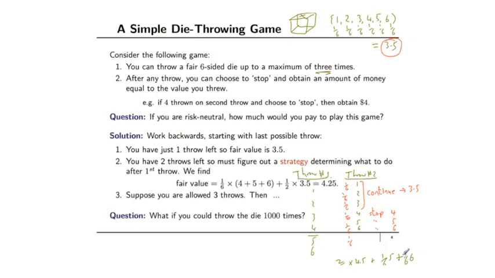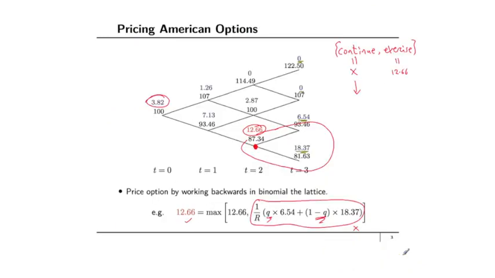If you could throw the die 1,000 times, what do you think will happen to the fair value of the game then? It should be pretty clear, and I'll let you think about that. The reason I like this game, though, is it emphasizes the idea of a strategy or a stopping time. You have to figure out the optimal strategy, what you must do at each point in time. Do you continue or do you stop? With the American option problem, you have to figure out, do you exercise or do you continue? In the binomial example over here, we did it automatically by working backwards, and at each point, at each node, we figured out the optimal strategy.